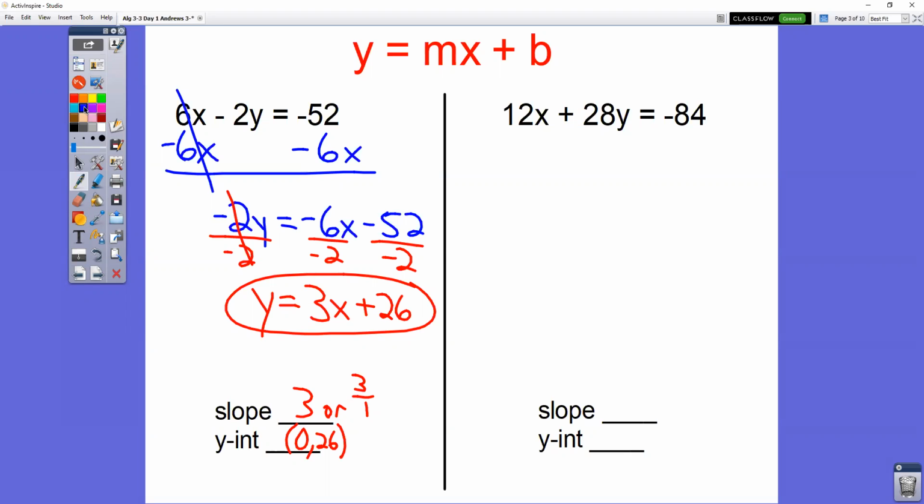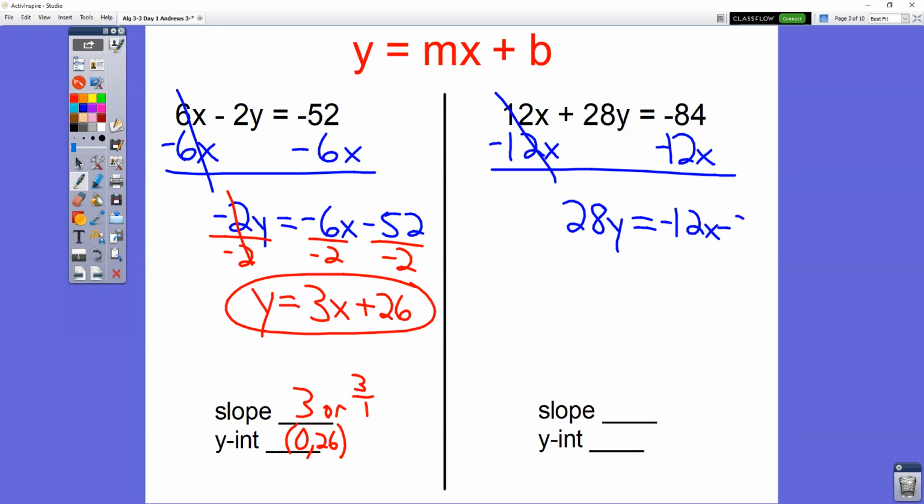So again, the first thing that we want to do is try and get that 28y all by itself. We get the 28y all by itself by doing minus 12x and minus 12x. Bring down your 28y, bring down your equal sign. You can't do negative 84 minus 12x, but we want to switch around the order to be negative 12x minus 84. Notice that I put minus 84 because this was a negative 84. Now I want to try and get that y all by itself. So I'm going to divide by 28, divide by 28, divide by 28.